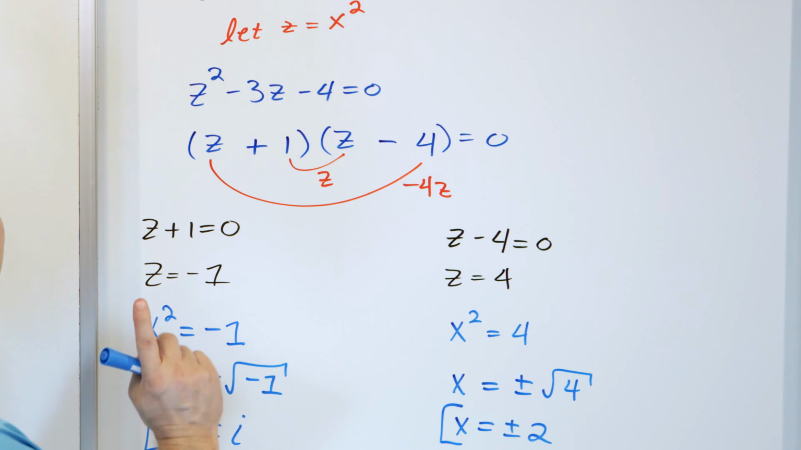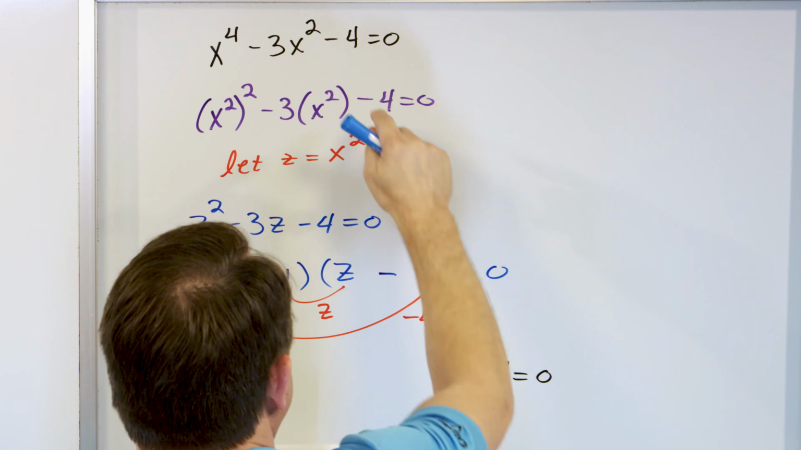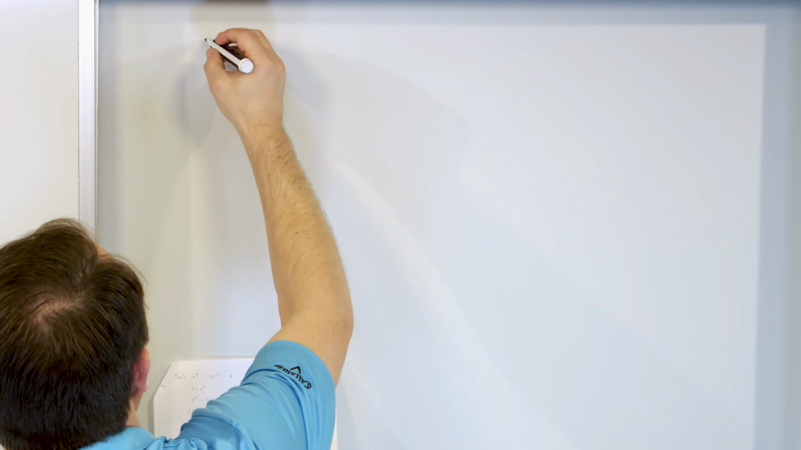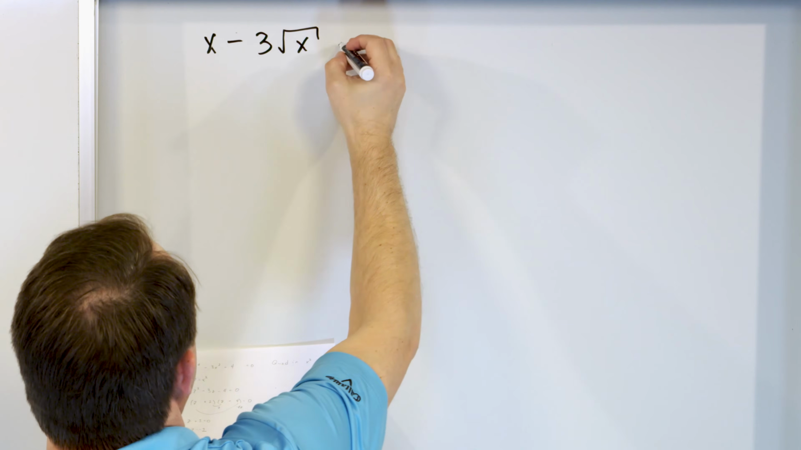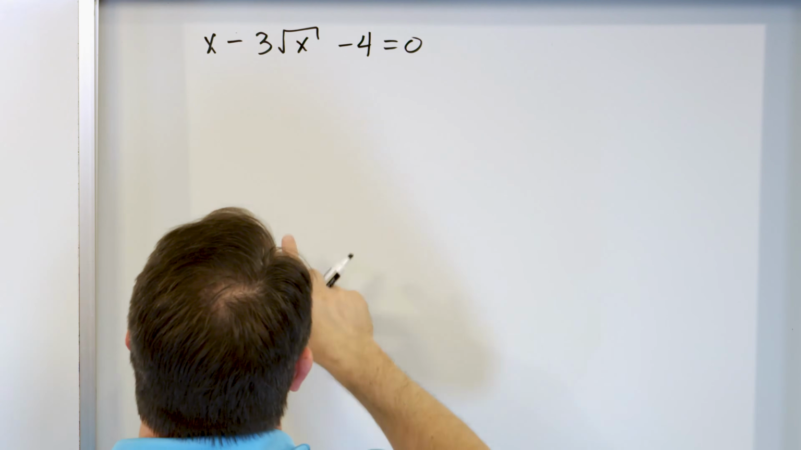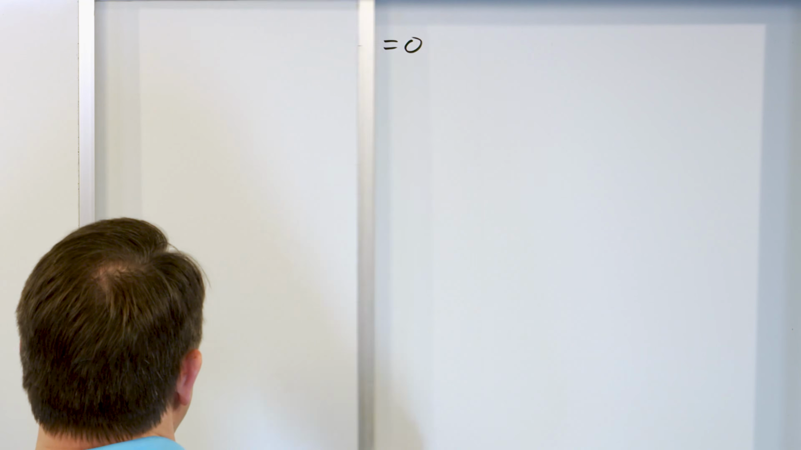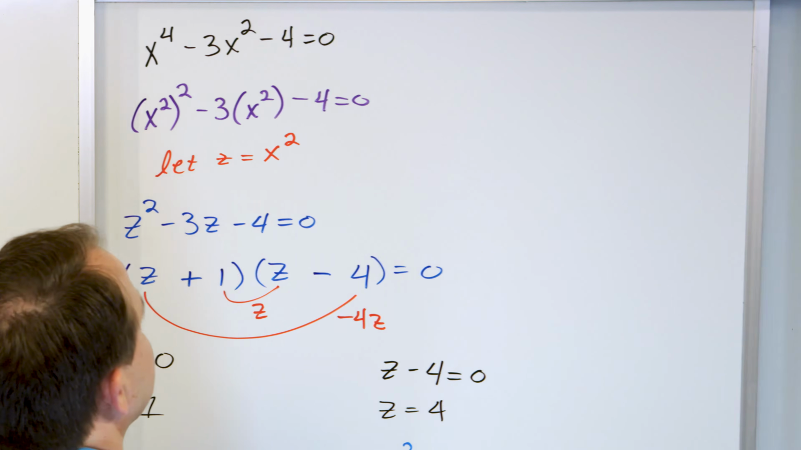So notice that the form of this was something to the 4th, something squared, and then a constant. And now I want to do one last equation, which looks very, very different, but actually turns out to be similar. So this last problem is going to be x minus 3 times the square root of x minus 4 equals 0. Now this equation has no squares in it anywhere. There's a radical in it. It looks totally different than any of these equations, right?